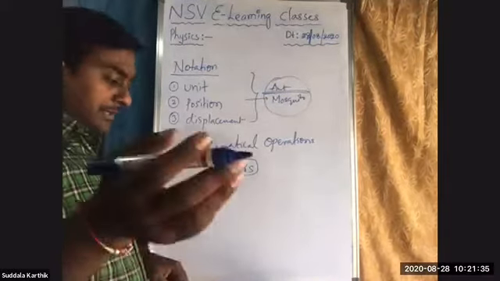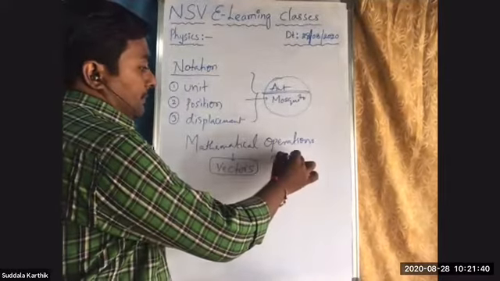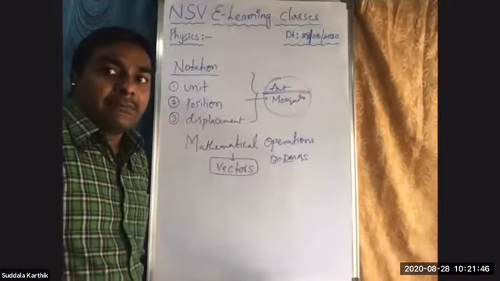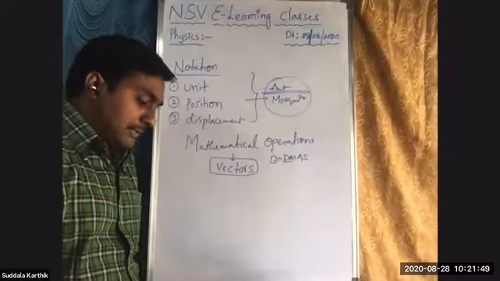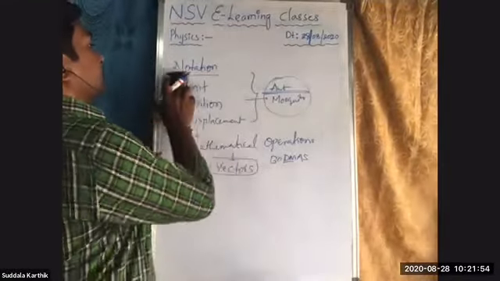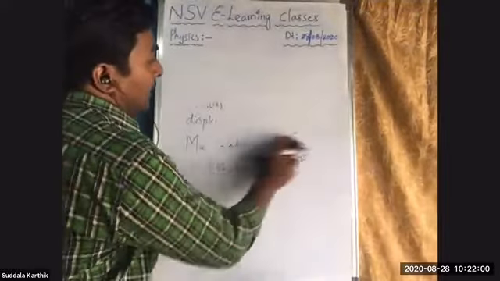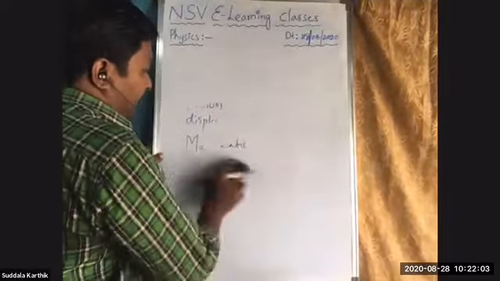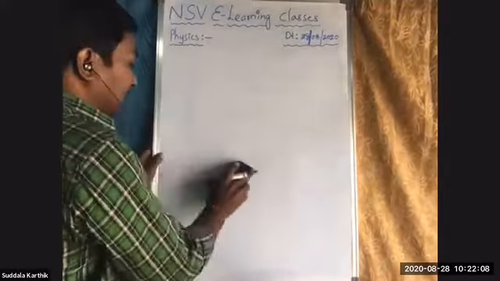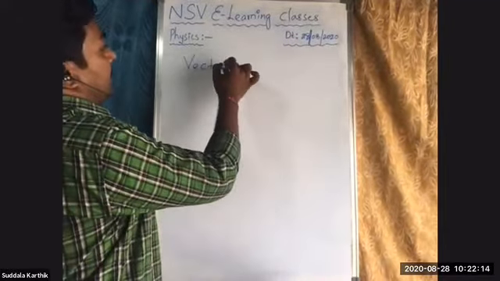Mathematical operations are nothing but, as someone already told me, BODMAS. Simply addition, subtraction, multiplication, division, all those things we also need to learn under vector algebra. So today I am going to discuss the addition of vectors. A vector physical quantity definitely has both magnitude and direction.